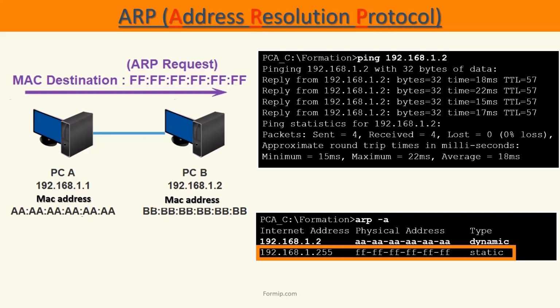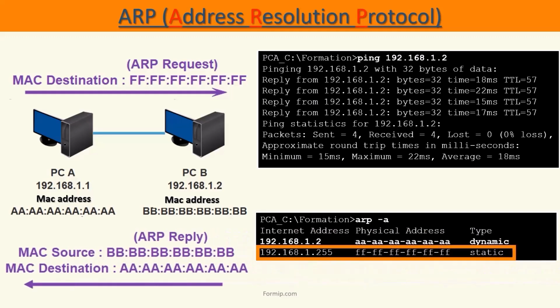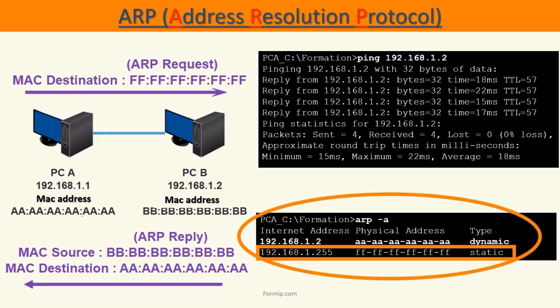Then PC B will respond with an ARP reply message, which serves to tell PC A that it's the one at IP address 192.168.1.2. PC B will also take this opportunity to communicate its MAC address. This way, PC A will be able to add PC B's MAC address to its ARP table and start communication.